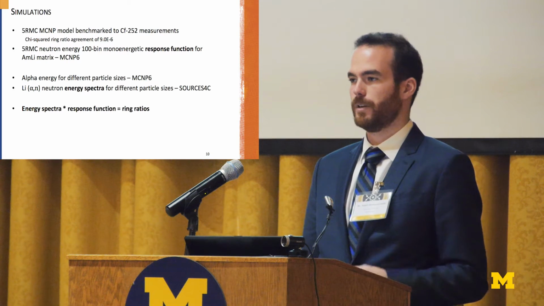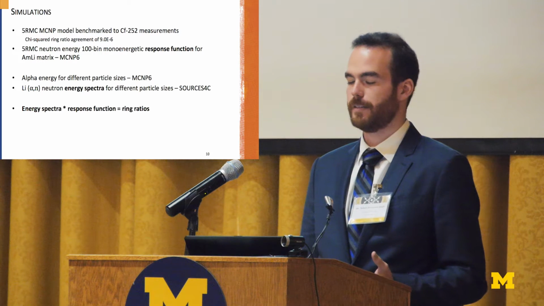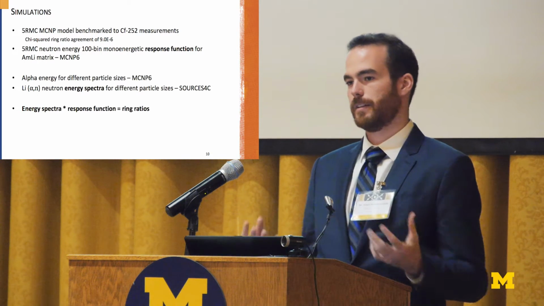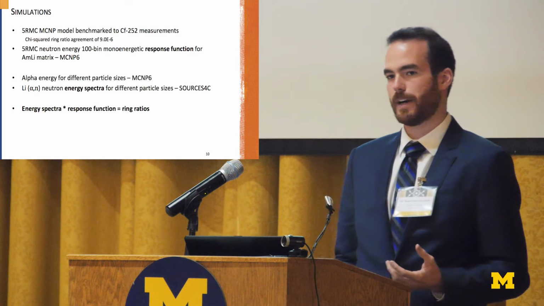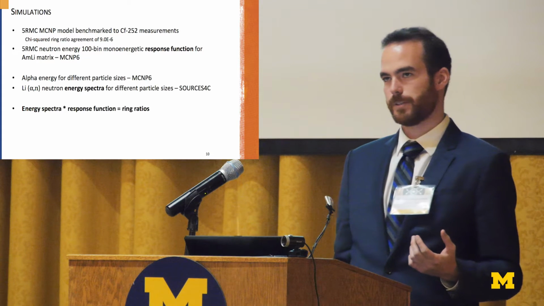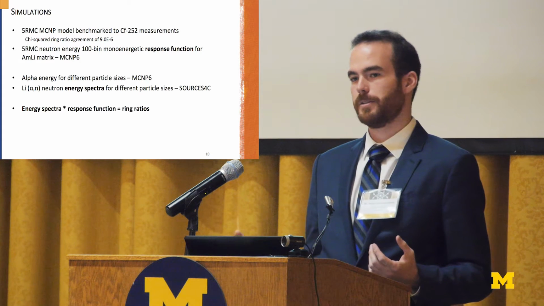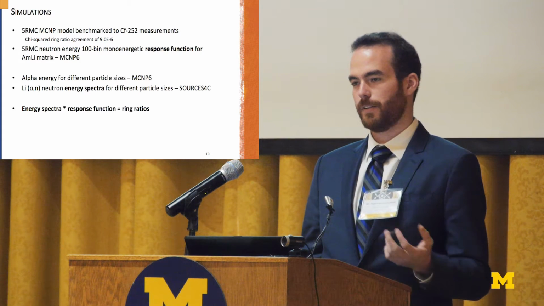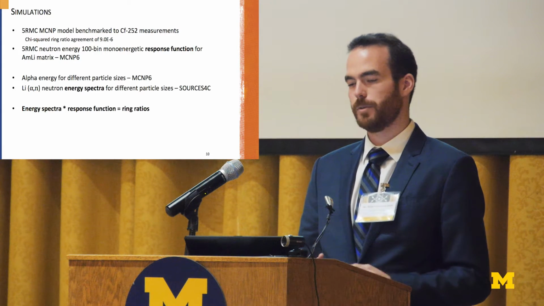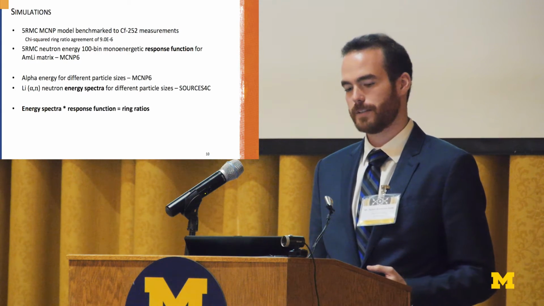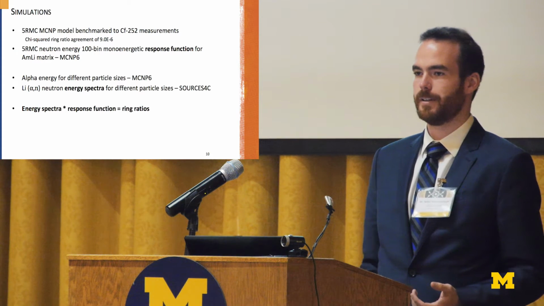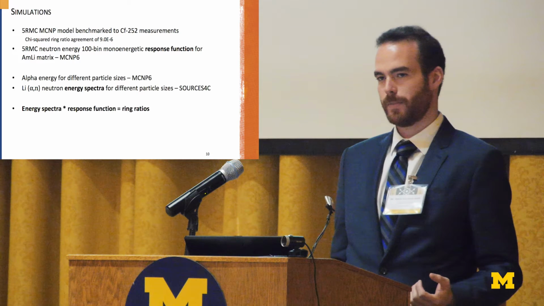And so then we simulated the alpha energy of americium alphas exiting different particle sizes of americium dioxide. And so you get a range of alpha energies as a function of particle size, and you use those alpha energies to generate lithium and oxygen alpha-n neutrons, and so you end up with a range of neutron energies as a function of particle size. And so you take your energy spectra, you multiply it by the response function, and you get the ring ratios.